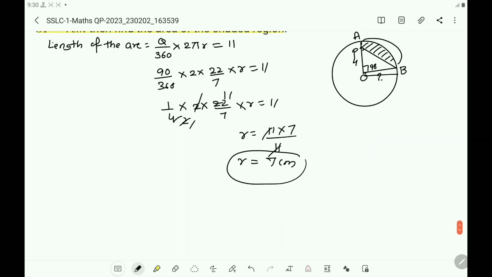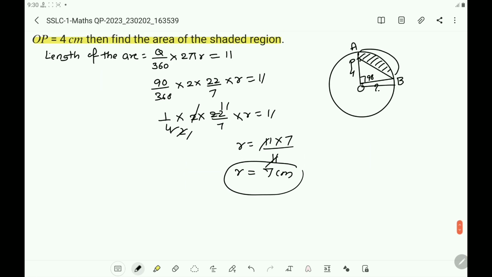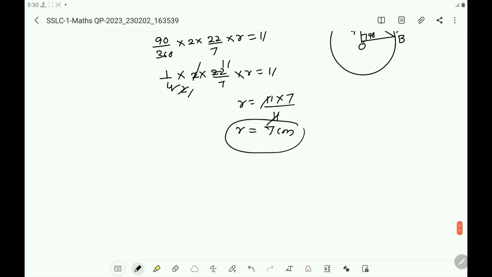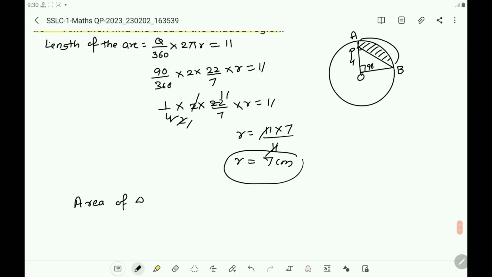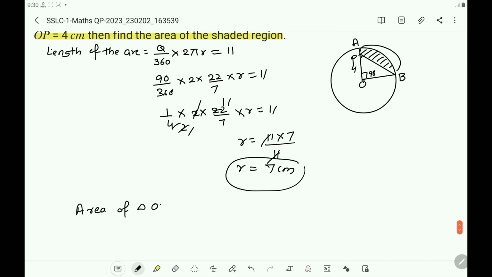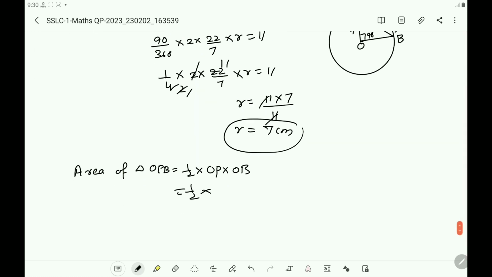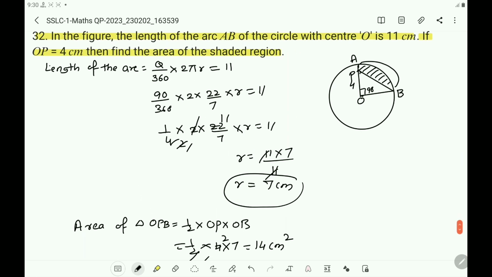Then as it is a right angle triangle, the area of the right angle triangle is half the product of the sides other than the hypotenuse. So you can take the area of triangle OPB. It is a right angle triangle. It is half into OP into OB, which is equal to half into OP is 4, OB is 7, 2 2s are 4, which is equal to 14 centimeter square. That is the area of the right angle triangle.